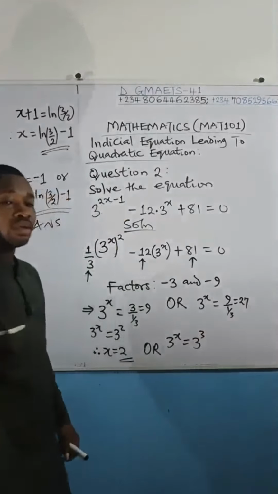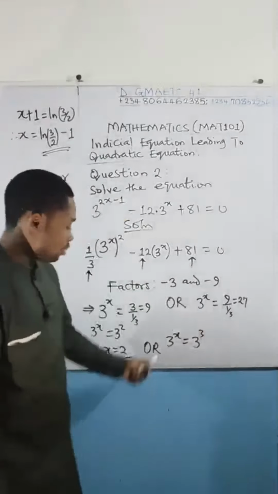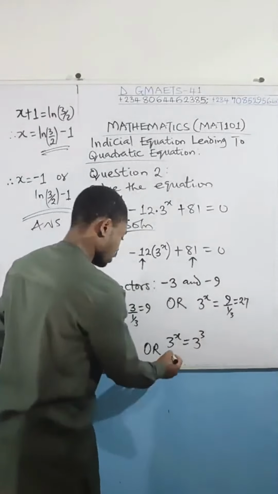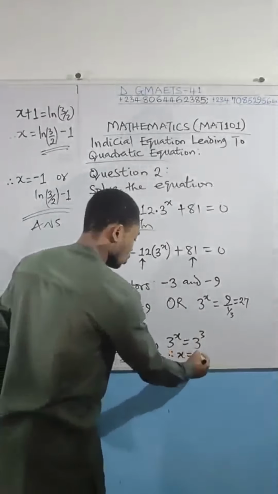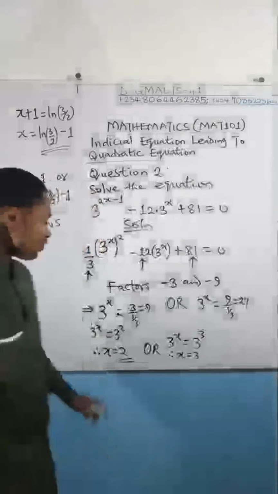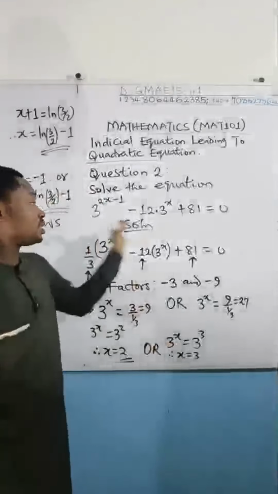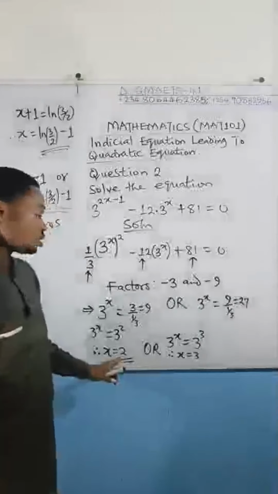27 is the same as 3 to the power of 3. The bases are the same, so equate the powers. Therefore, x is equal to 3. The two possible values of x for this indicial equation are 2 and 3.